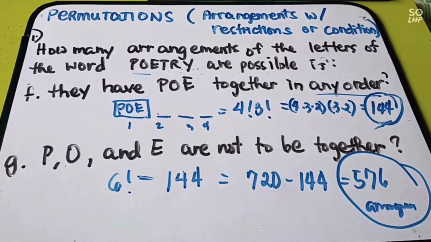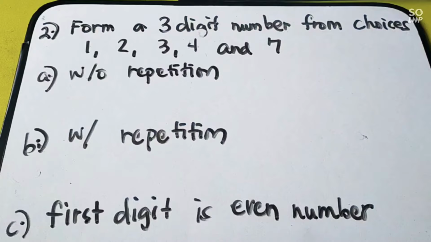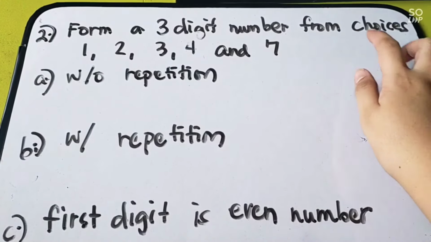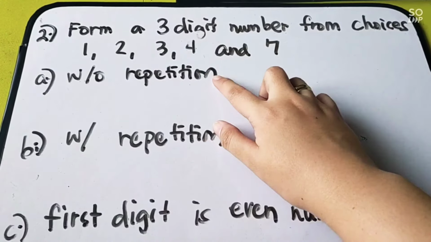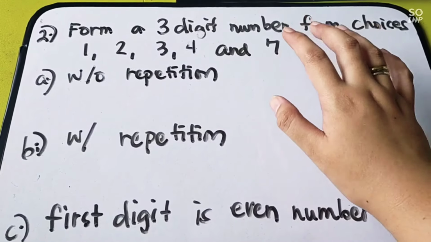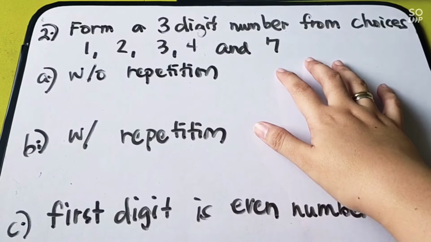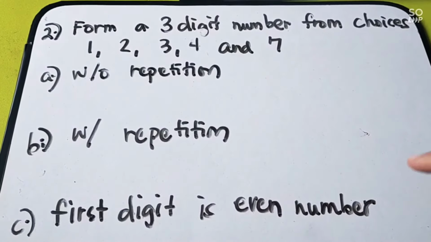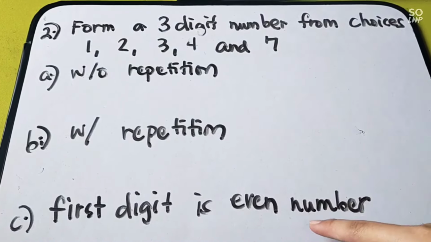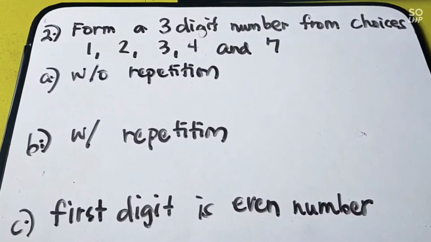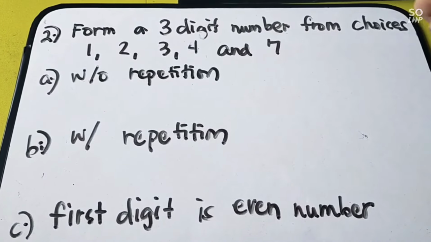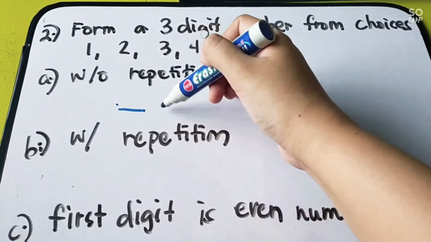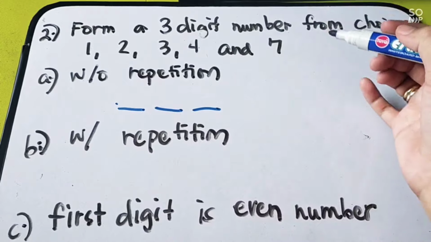Okay? Let's have another examples po. Number 2. Form a 3-digit number from the choices 1, 2, 4, and 7. For the first condition, there is no repetition of numbers. For the second condition, with repetition of numbers. And for the third condition, first digit is even numbers. Let us have letter A, without repetition of numbers. So, we have 3 digits.